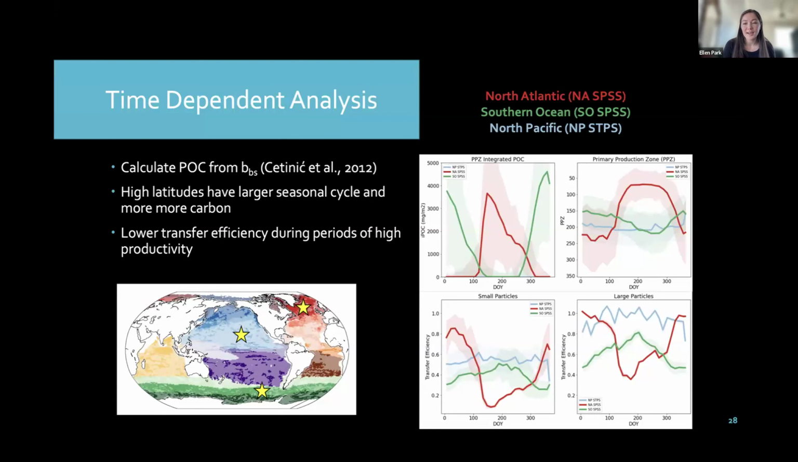Looking at these degrees of seasonality in these metrics, we can look as well at how the transfer efficiency of small and large particles varies with time. What is quite striking, at least to me, for the North Atlantic is that we can see a high degree of variability in the transfer efficiency, more so than the Southern Ocean, but in both cases, we're seeing lower transfer efficiency during the periods of high productivity. I think that we can continue this analysis comparing between multiple different biomes and ask more questions. There are many questions that you could ask here, but this is where it's at at this stage.